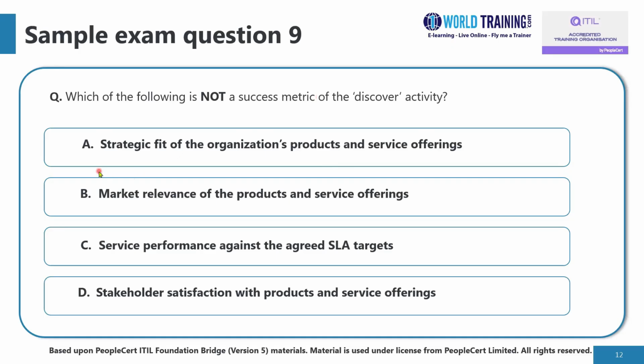A, strategic fit of the organization's product and service offerings. B, market relevance of the products and service offerings. C, service performance against agreed SLA targets. D, stakeholder satisfaction with products and service offerings. This is where you have to remember the metrics of the various activities, or at least the one associated with Discover, so that you can eliminate the one which is not part of Discover.